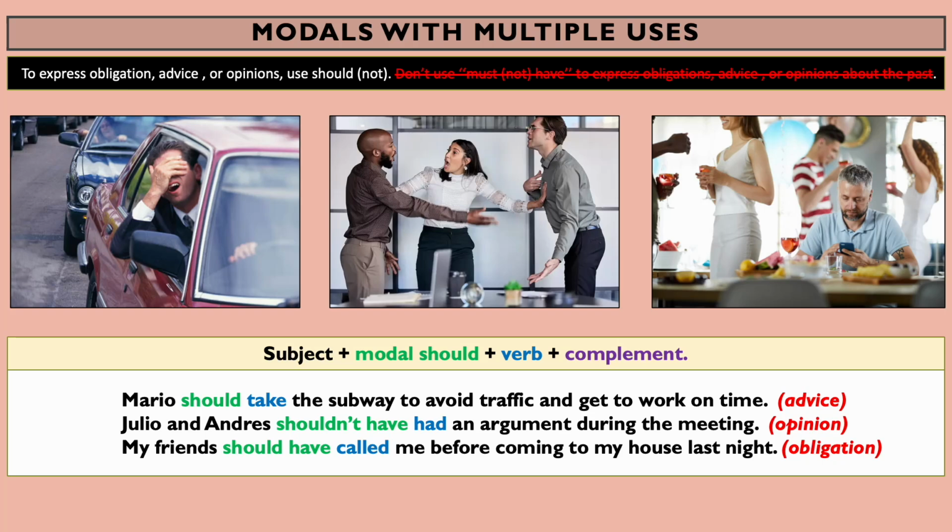For number 3, my friends should have called me before coming to my house last night. In this case, you know that whenever you're going to visit a person, you're supposed to call them first and ask if it's okay. So in this case, my friends didn't call me and they went to my house last night. But it was an obligation to call me. This was supposed to happen, but they didn't do it. That's why it was a past obligation.